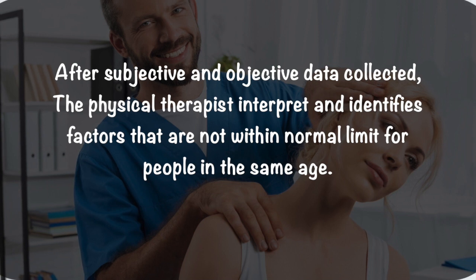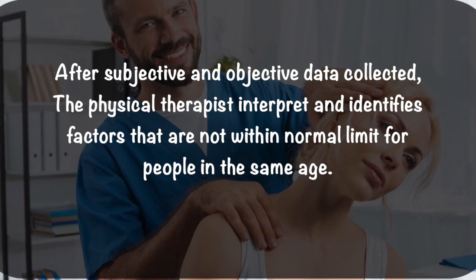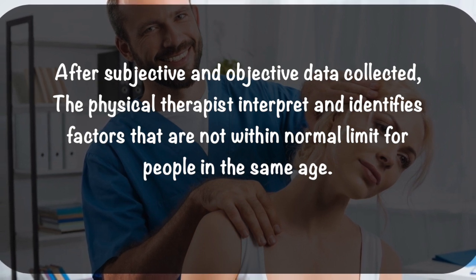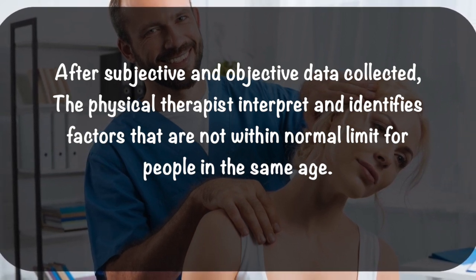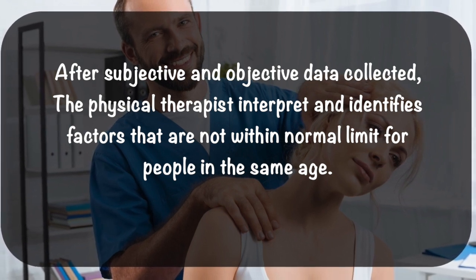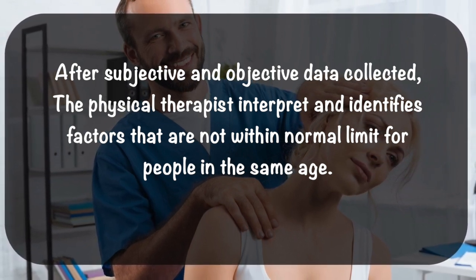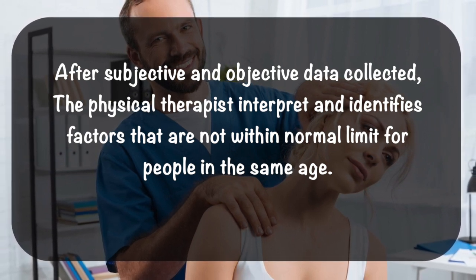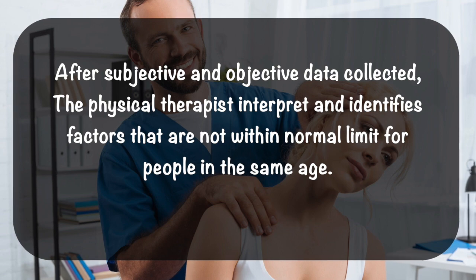After subjective and objective data are collected, under the assessment part, the physical therapist interprets and identifies the factors that are not within the normal limit for people of the same age. And in the last, the goals and the plan of treatment are framed according to the patient's problem list.